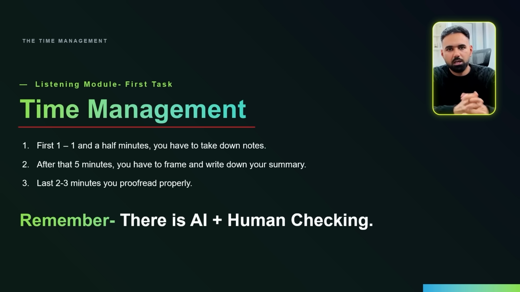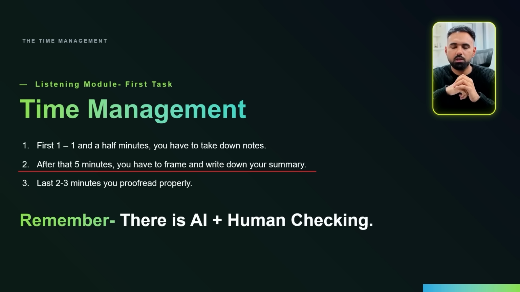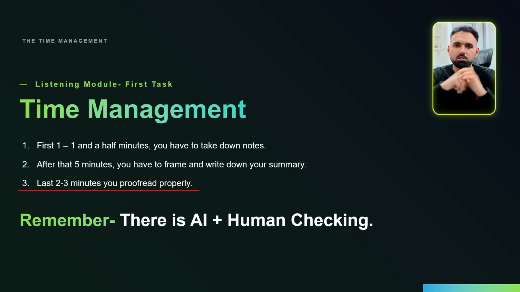How you have to manage your time? First 1.5 minutes, you have to take down notes. After that, 5 minutes, you have to frame and write down your summary. And the last 2 to 3 minutes, you have to make sure you proofread properly.